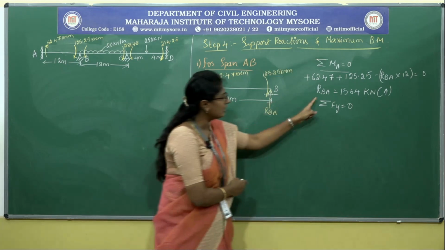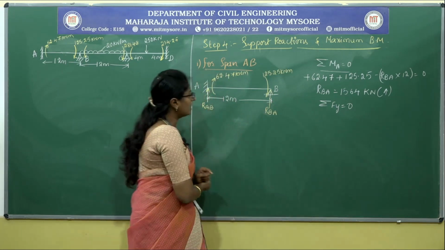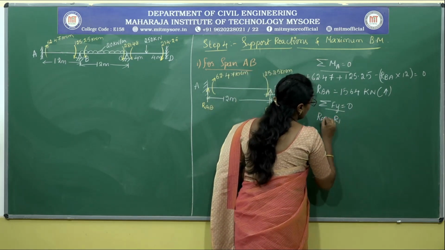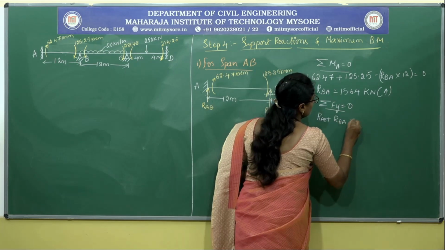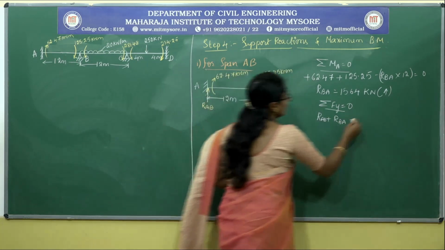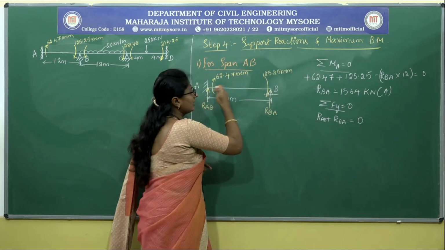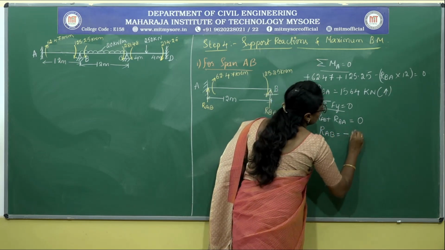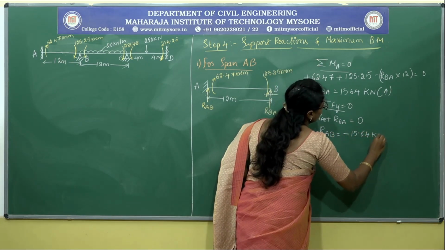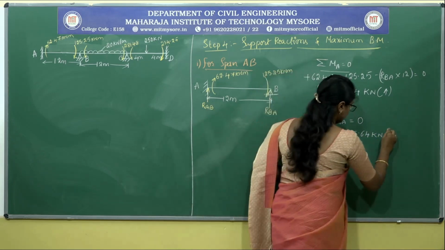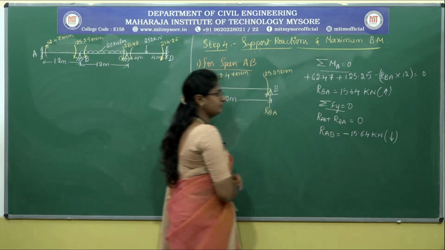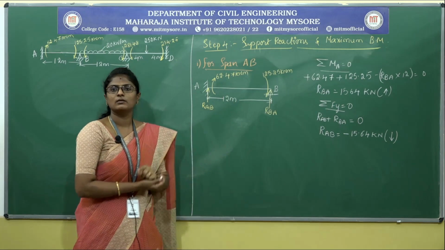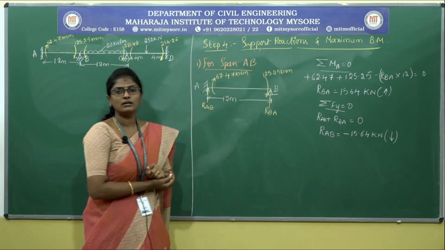So for calculating RAB, we have the condition sigma Fy is equal to 0. That means reaction at AB and reaction at BA is equal to 0, since no extra loading acts upon the span AB. So reaction at AB is equal to minus 15.64 kilonewton. This is acting downwards. Since there is no extra loading, there is no need to calculate the maximum moment at any point in the beam.